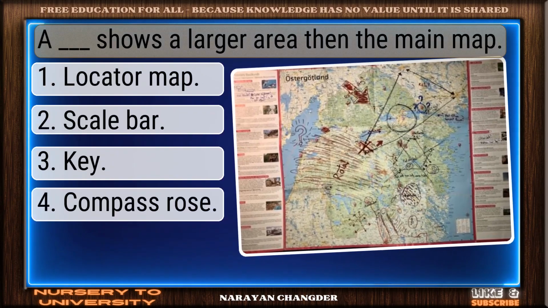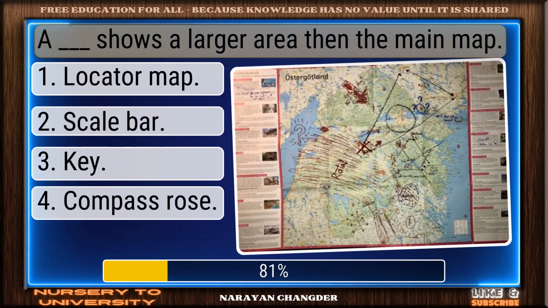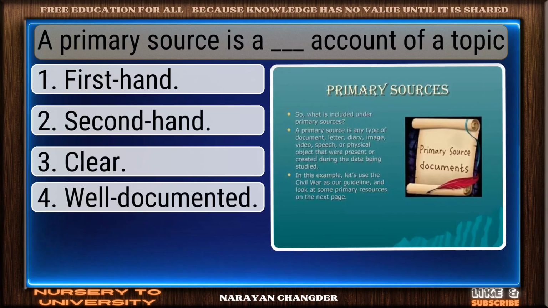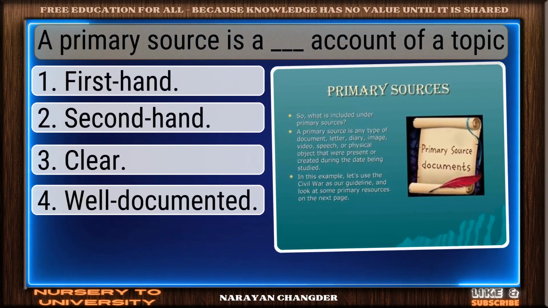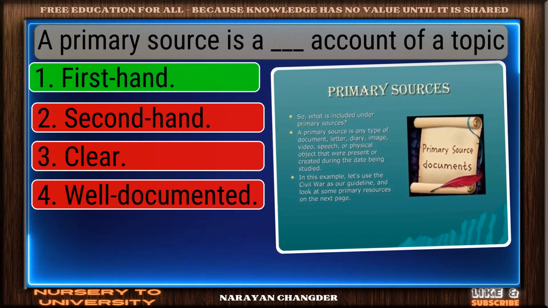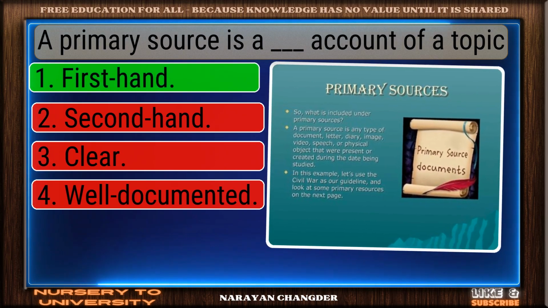A dash shows a larger area than the main map. Smart pick. Locator map is the correct choice. A primary source is a dash account of a topic. Right choice. First hand is the best answer.